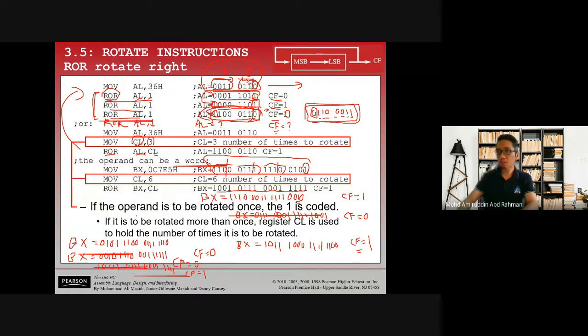If the operand is to be rotated once, the 1 is coded. As I said here, if it is to be rotated more than once, register CL is used to hold the number of times to be rotated.